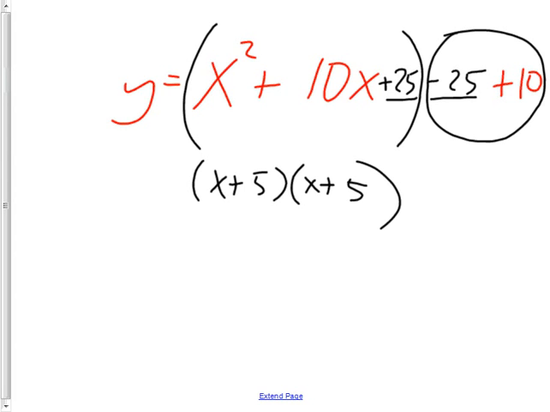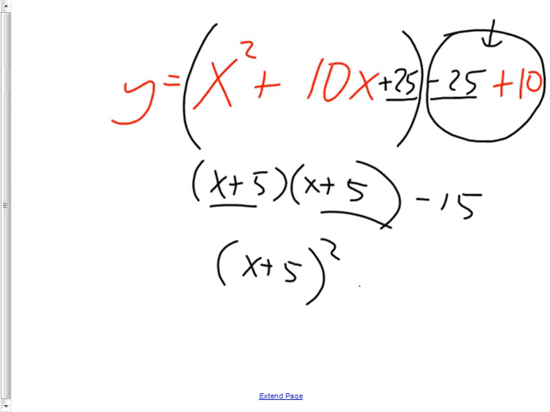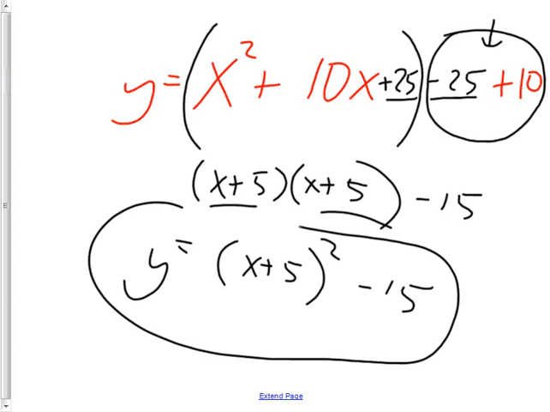And my leftovers, these guys put together, is going to be negative 15. And when I put it all together, the x plus 5 and x plus 5 becomes squared because it's the same thing, minus 15, and voila, I now have it in what form? Vertex form. And remember, the vertex should jump out at you as negative 5, comma, negative 15.